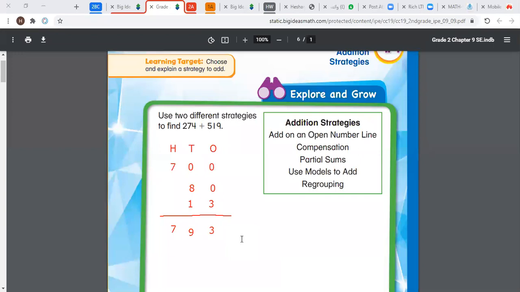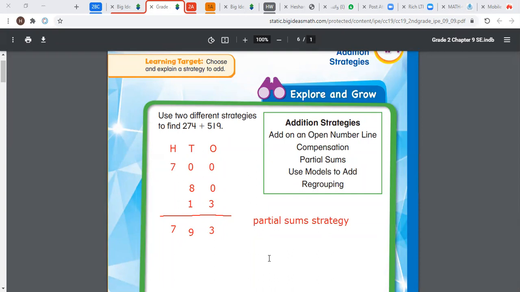Now, my lovely boys, you can use this strategy to get the answer. This is called partial sums. So let's write here partial sums strategy. Now let's use another strategy to get the answer. You can use any strategy. You can answer by any strategy.